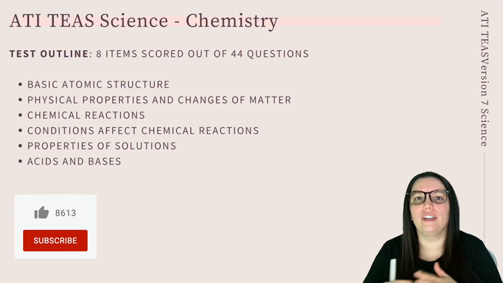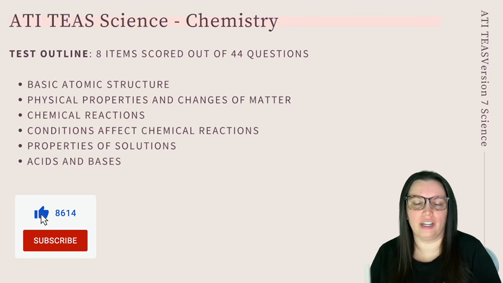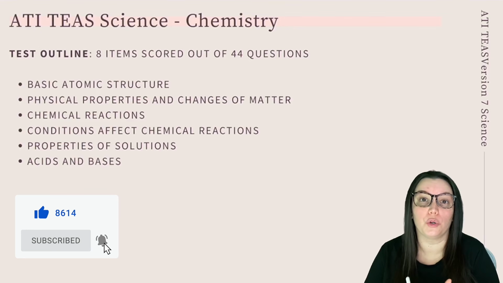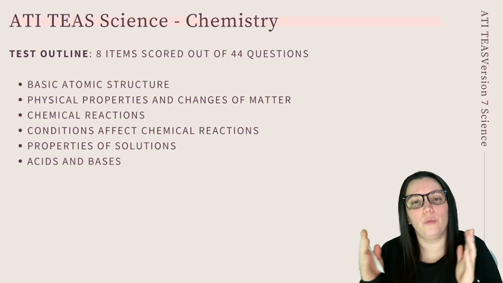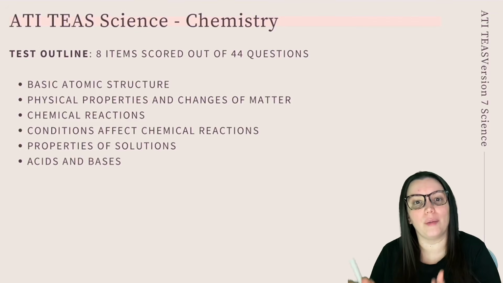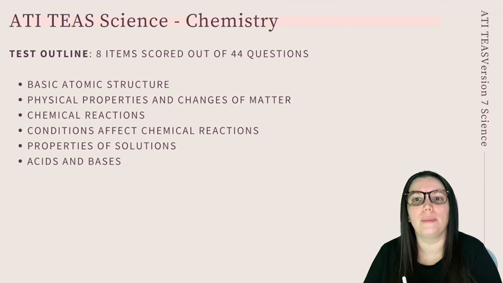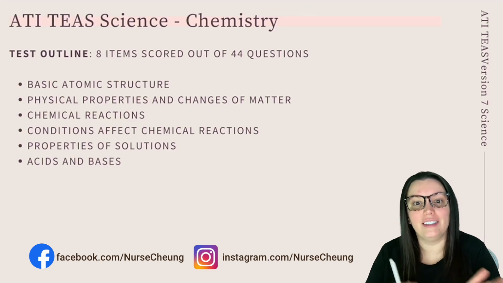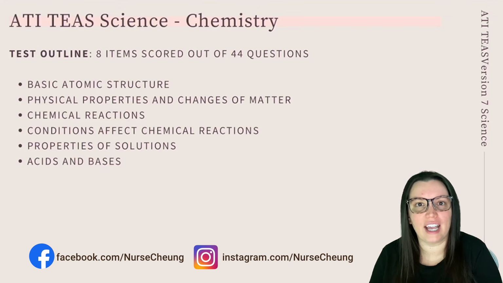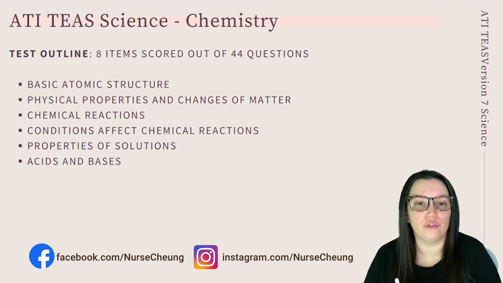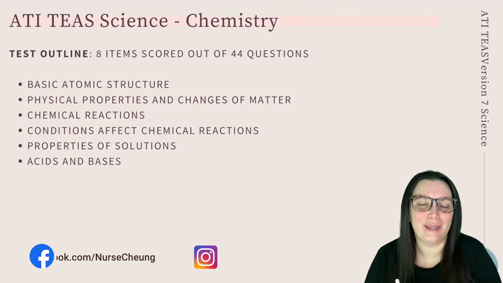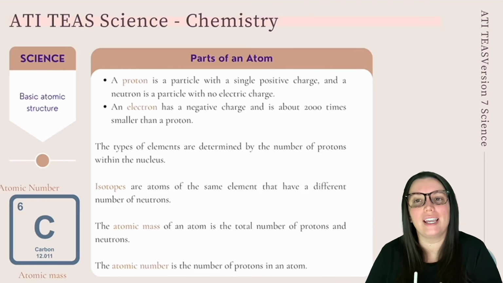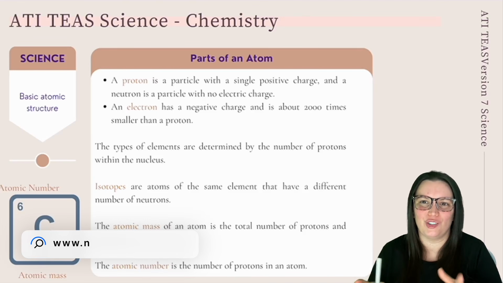So let's take a closer look at the objectives for chemistry. On the test, there is going to be a total of 8 questions out of the 44 questions for the science portion. And what you will need to know is the basic atomic structure, physical properties and changes of matter, chemical reactions, conditions that affect chemical reactions, properties of solutions, as well as acids and bases. So we begin by looking at our first objective, and that is recognizing basic atomic structure.